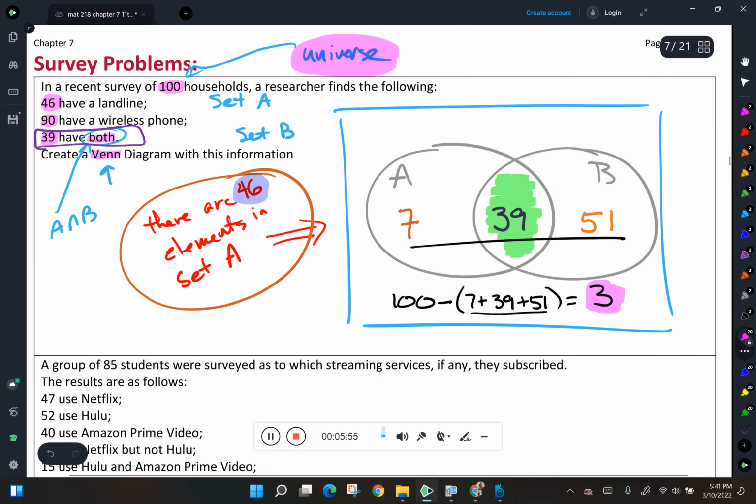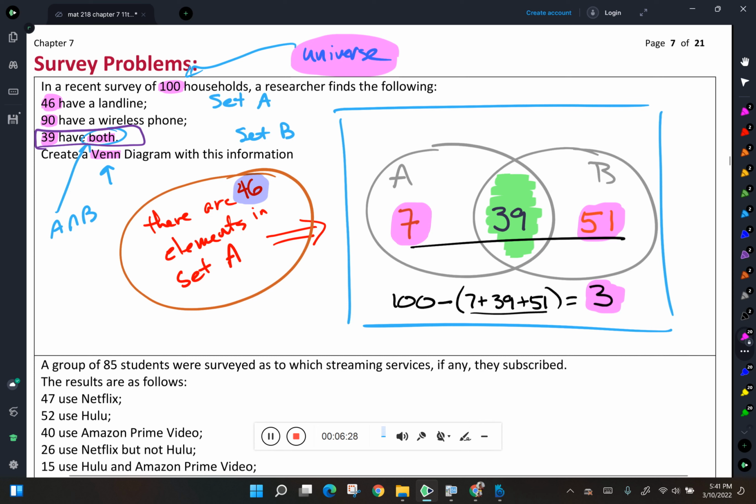Well, it means that there are 3 people who don't have a landline nor a wireless phone. They don't have either of those two. What does this 7 right here mean? It means that in our survey of 100 people, there were 7 people who had a landline but no cell phone. And this 51, it means that in our survey of 100 people, a little over half of them, 51 of them have a wireless phone, a cell phone, but no landline. And then the 39 in the middle is people who have both.